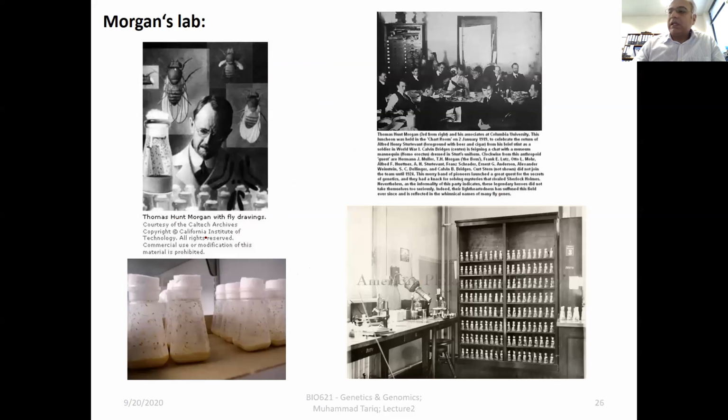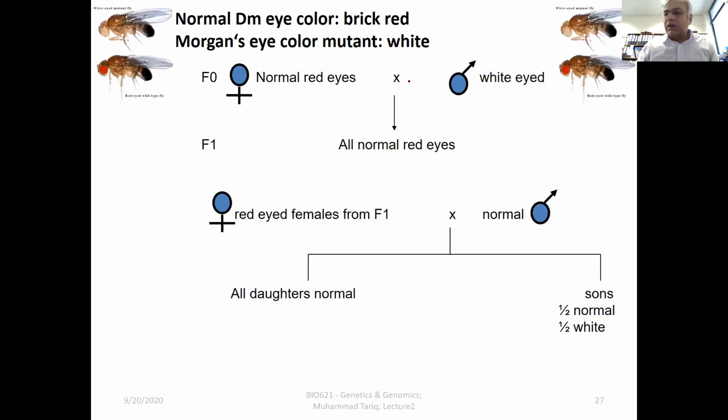This is T.H. Morgan himself. And by the way, this is the fellow Sturtevant who mapped black and vestigial. He was a sophomore student, a second-year BS student. So the next challenge they solved: they had normal red eyes, and they crossed normal red-eyed females with a white-eyed male. All they found were normal red eyes.